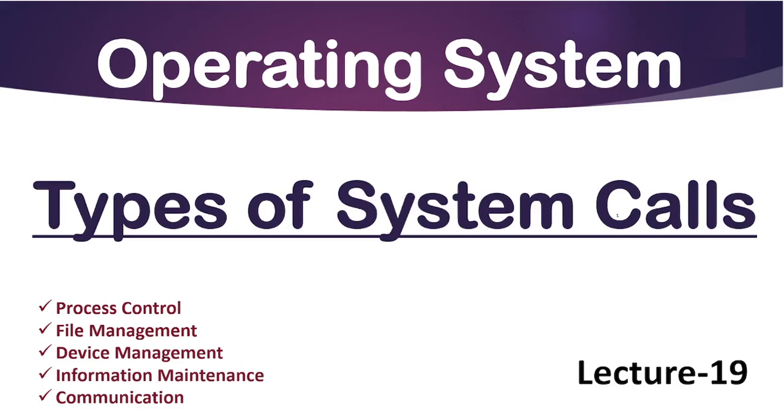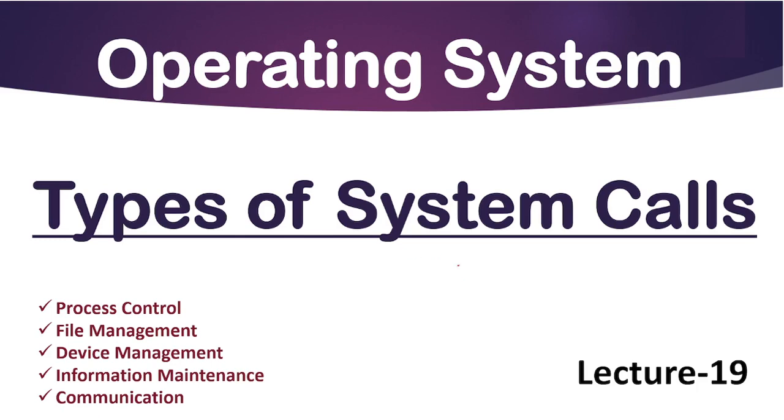In this video, we are going to cover the types of system calls that are very important for our examination. So basically in operating system, we have 5 types that include process control, file management, device management, information maintenance and communication. All these types are very important. So we will cover everything in detail with some real life examples so that it becomes easier for all of you.